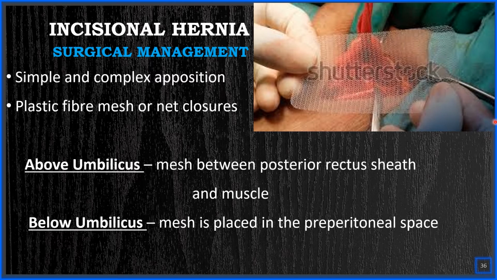Now, if it is above the umbilicus, mesh is placed between the posterior rectus sheath and the muscle. And if it is below the umbilicus, the mesh is placed in the preperitoneal space, that is just in front of the parietal peritoneum. Details of this you will be studying when you go to the surgery. So that is about incisional hernia.